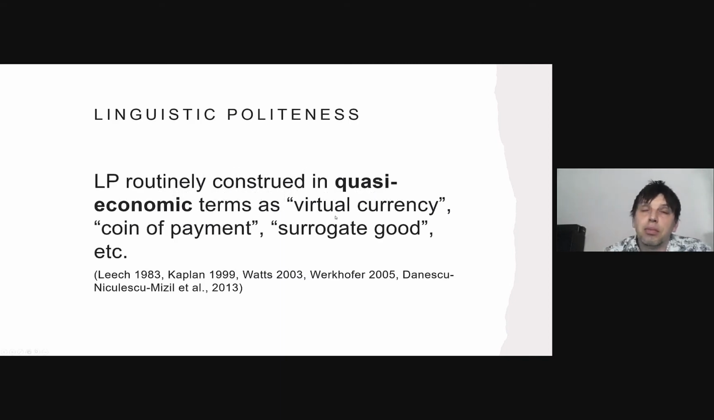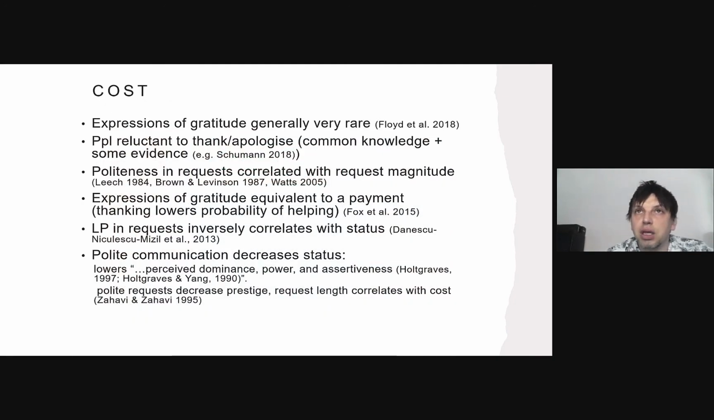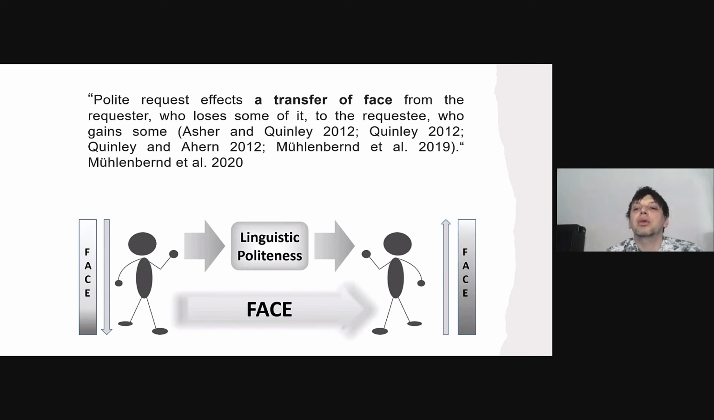All right. My starting point in this part of the presentation is linguistic politeness, and the observation that in a lot of this naturalistically oriented research, linguistic politeness is treated in quasi-economic terms, which is already quite promising: virtual currency, coin of payment, surrogate good, and so on. It has some costs, and this is illustrated by examples that I'll skip in the interest of time. To sum this up, when you use linguistic politeness, there is an assumption that you are using this virtual currency, but not just linguistic politeness is transferred; some other good or something else of value also gets transferred together with it. So in a very simplistic model, this actual resource that gets transferred is face.